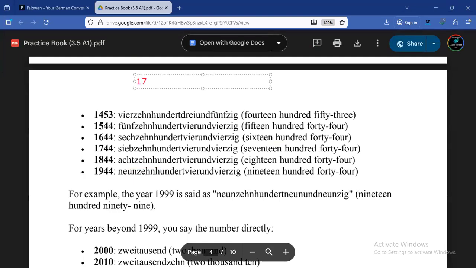So let's take it like 1754. How will you say 1754 in German?